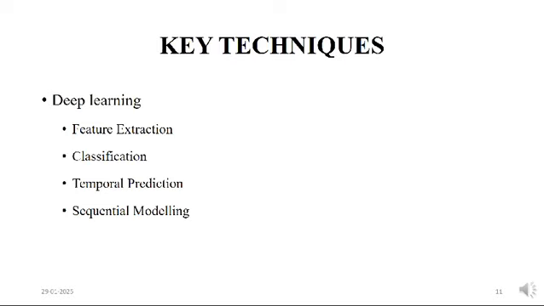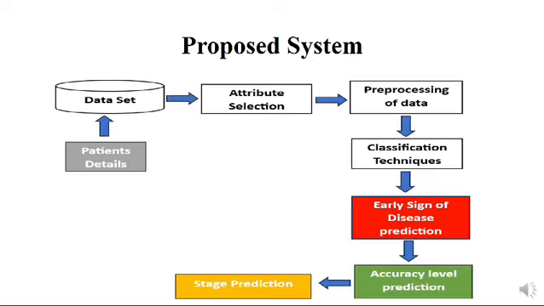The key technique here is that we are going to follow the deep learning method in big data: feature extraction for the kidney disease and classifying which kind of kidney disease the person has, temporal prediction with the previous data, and sequential modeling to identify the stage.